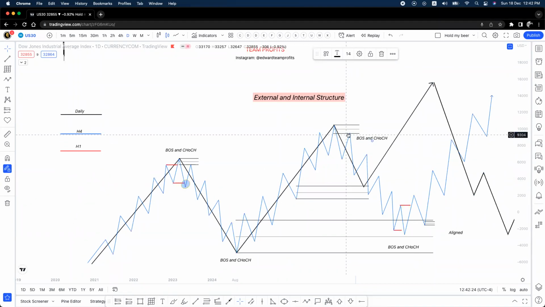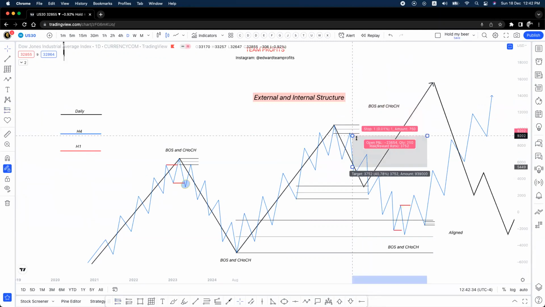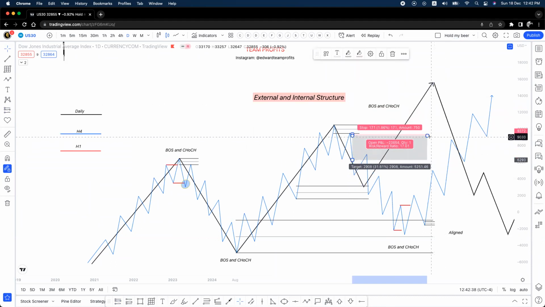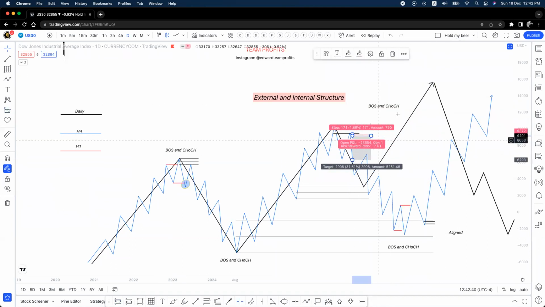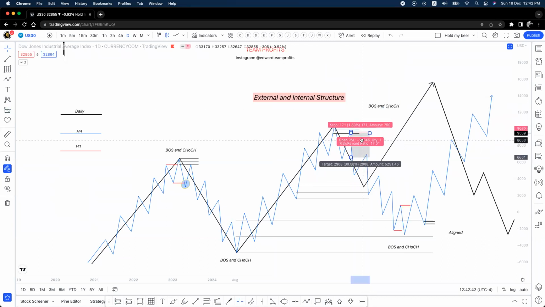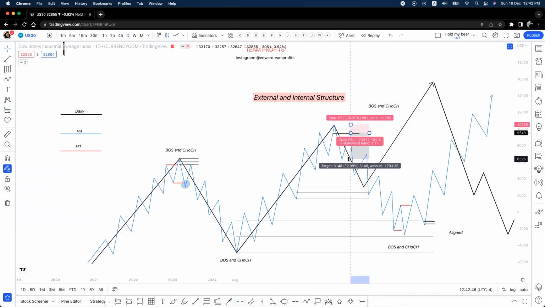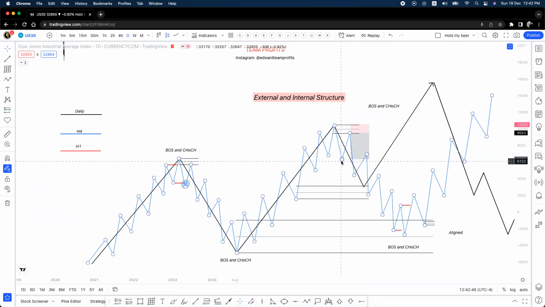You're going to be looking for your BOS, change of character, another order block, and now your entry is a lot better. Just from here, your stop is going to be looking like that, and now your take profit is right here. This is a 1 to 17 risk to reward now, right? Instead of entering right there and placing your stop right here, which was looking like a 1 to 3 risk to reward. So you see, you're refining.